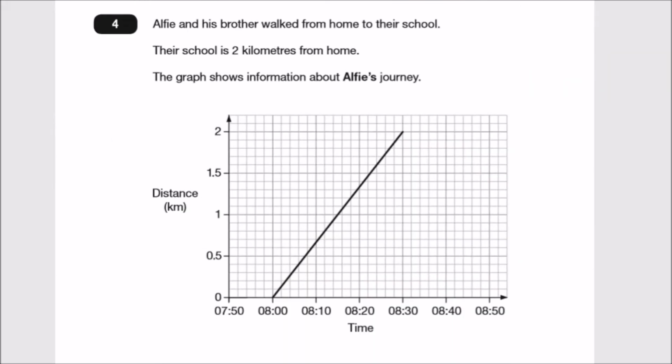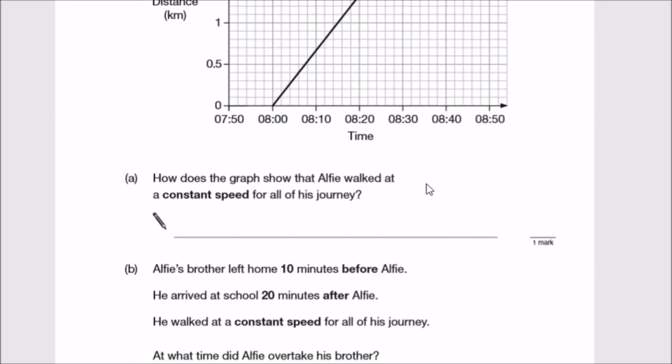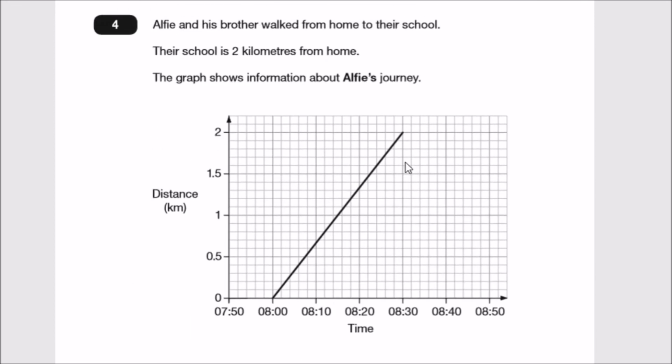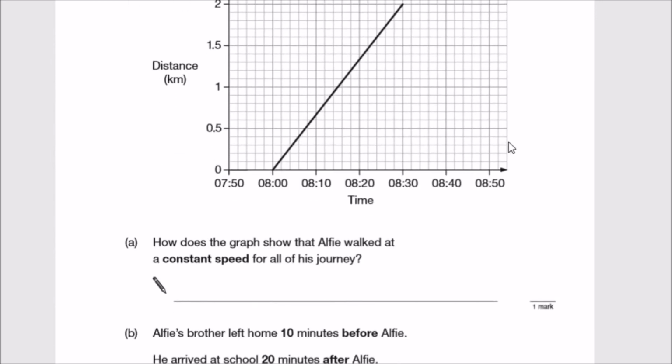Okay, number 4. So this one's all about understanding how graphs work and if we can really analyze it. So let's check it out. Alfie and his brother walked from home to their school. Their school is 2 kilometers away from home. So if we look carefully, Alfie seemed to have left at 8 a.m. and then 2 kilometers later, he arrived at his school at 8:30. It's quite far actually.